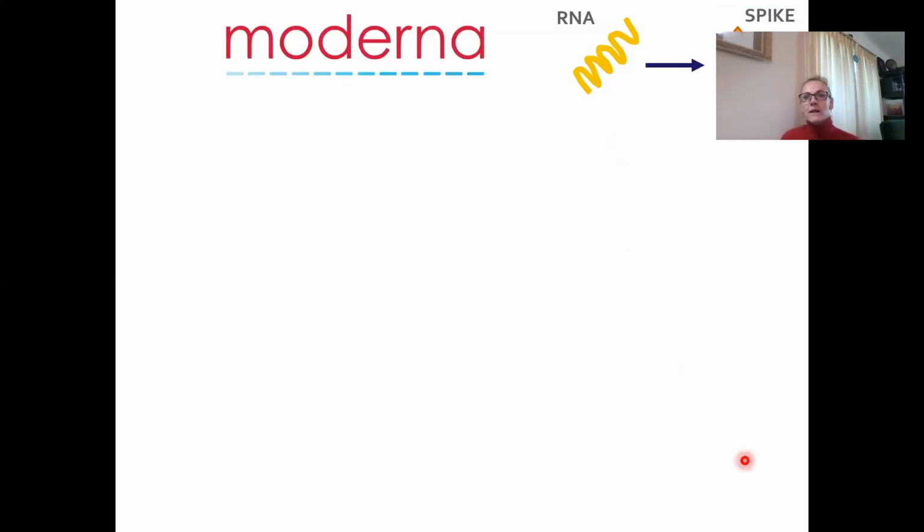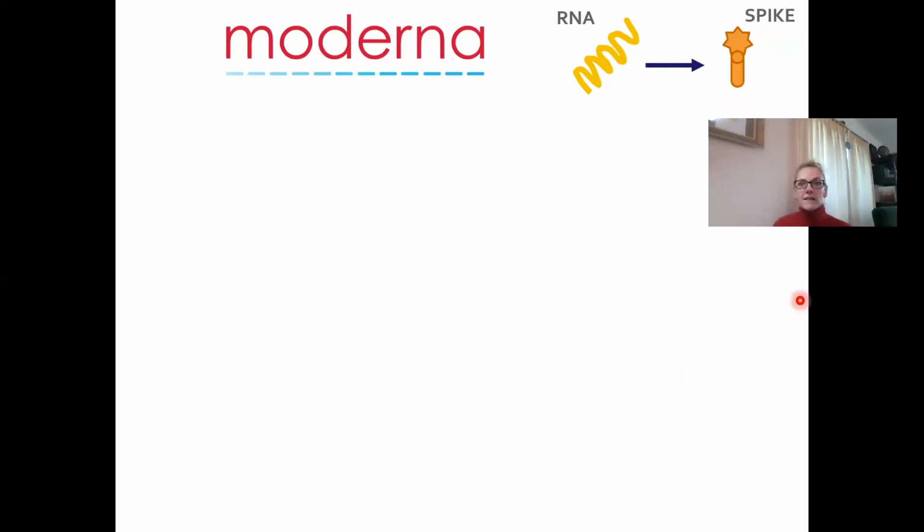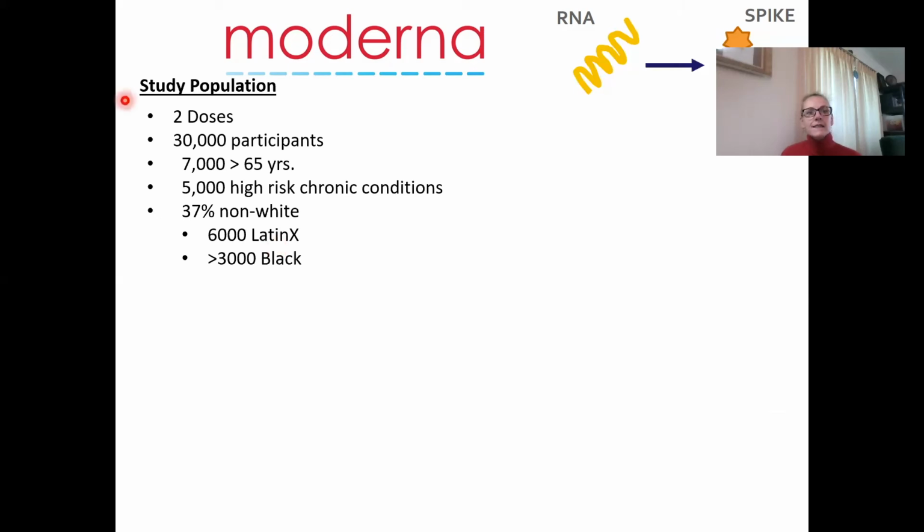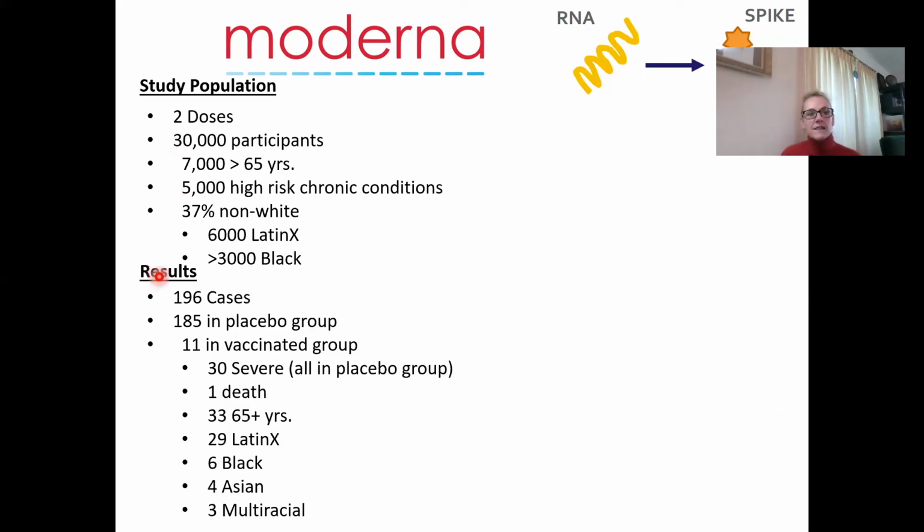So the next one that we've been hearing a lot about is the Moderna vaccine, which is also an RNA vaccine that encodes the coronavirus spike protein. And its clinical trial also involved 2 doses, 30,000 participants, a diverse group, just as with the Pfizer group.